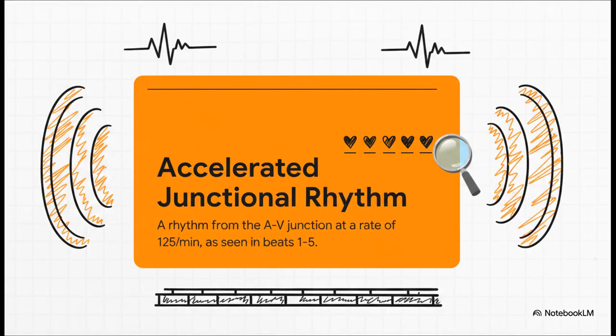Now look at beats 1 through 5. They're all marching along quite regularly at a rate of 125 beats per minute. Now the intrinsic rate of the AV junction is usually only about 40 to 60. So when a junctional focus starts firing this fast, say between 100 and 150 per minute, we call it an accelerated junctional rhythm. And that is the primary underlying rhythm that we're dealing with here.